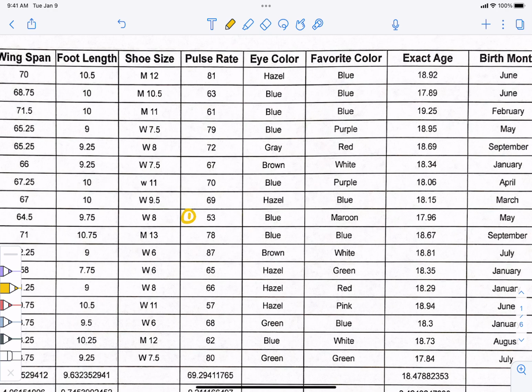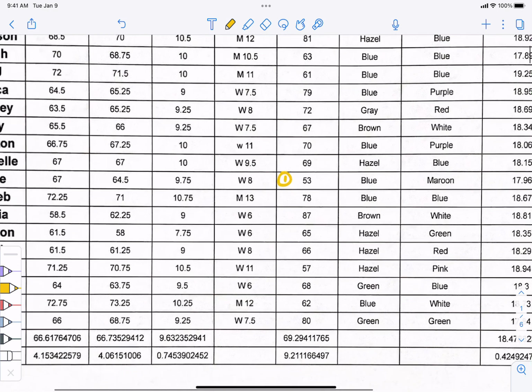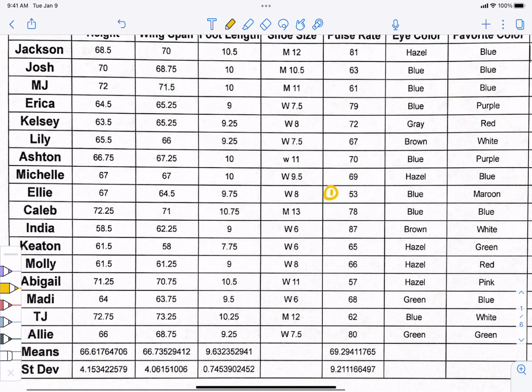She has a 53. Who's number 2? I see Abigail with a 57, so 2. Then we've got MJ with a 61, so you're 3. For 4, I see a 62. Anybody lower than a 62? Nope. TJ is number 4, and we're looking for number 5. And the winner is Josh. Josh is number 5. So Josh with a 63 would be in the 25th percentile for pulse rate.